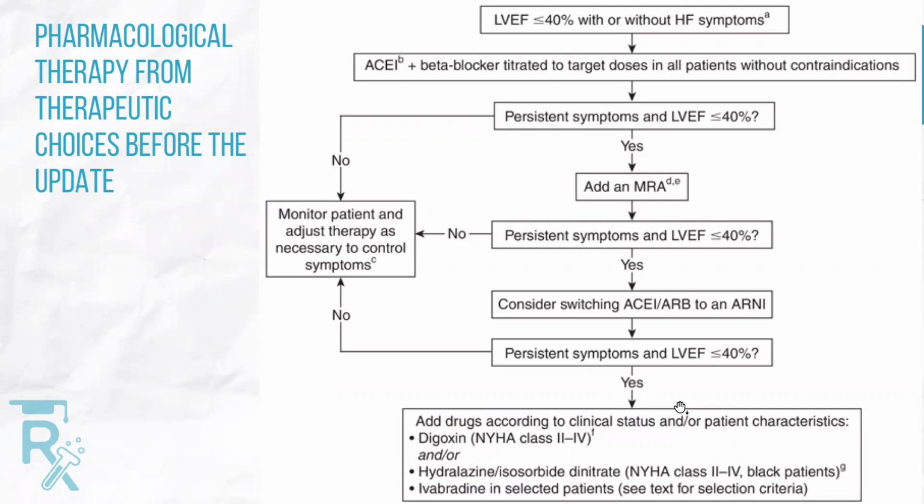Or I can add something called ivabradine. Ivabradine is a kind of medication that decreases the heart rate. So it might be considered if the patient is not showing enough response to the combination therapy that I already gave of ARNI plus beta blocker plus spironolactone.